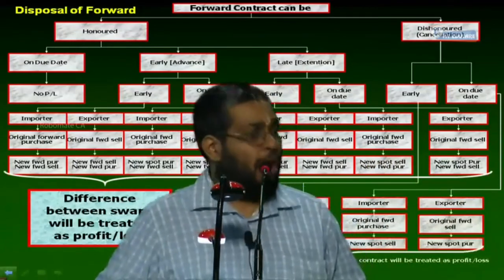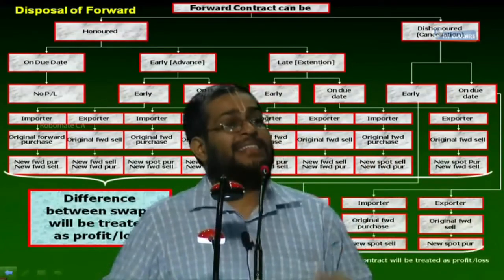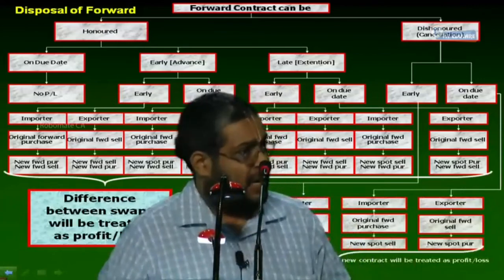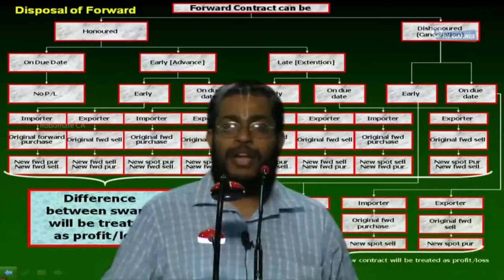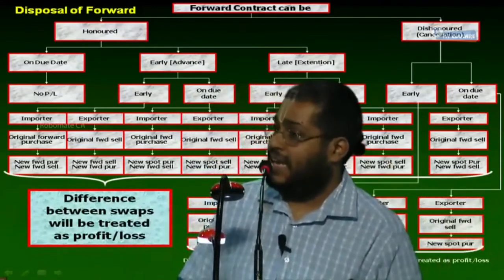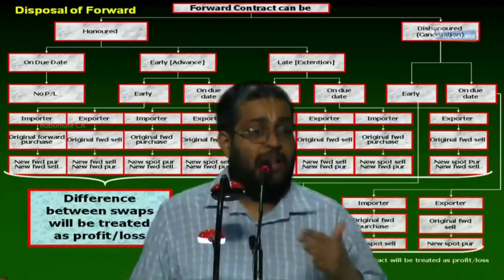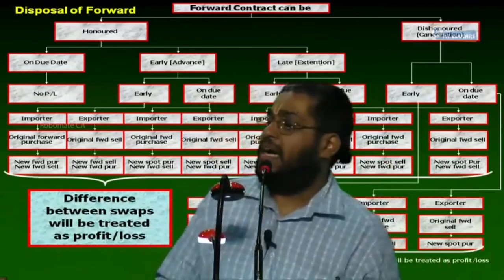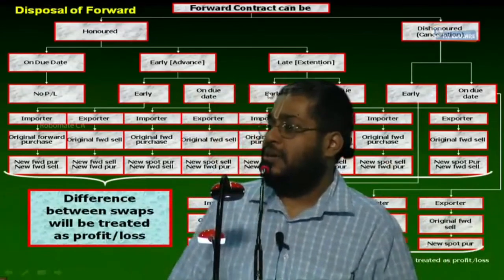I want to sell on 1st March, which means I can say that to the bank on 1st February itself or on 1st March. Due date means the date on which I want the sale. Are you following what I am saying? Or I can even extend. I can extend on the due date or before the due date. These are all the issues regarding honoring.